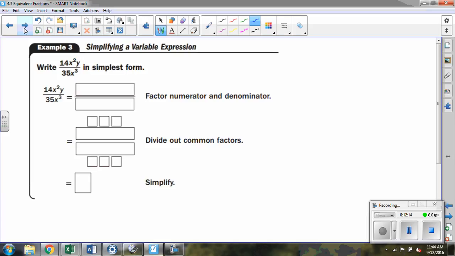First of all, we're going to start by getting our factorization. 14 equals 2 times 7. X squared we know is x times x. And then we've got a y. All that will be over our denominator. 5 times 7 times x times x times x.